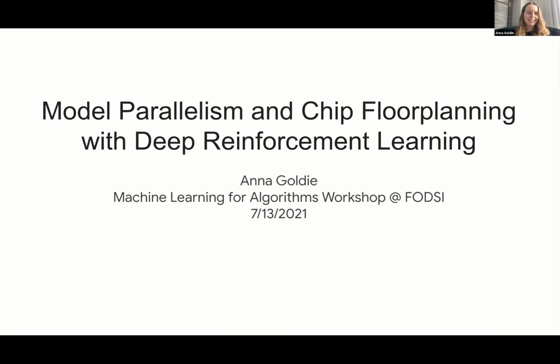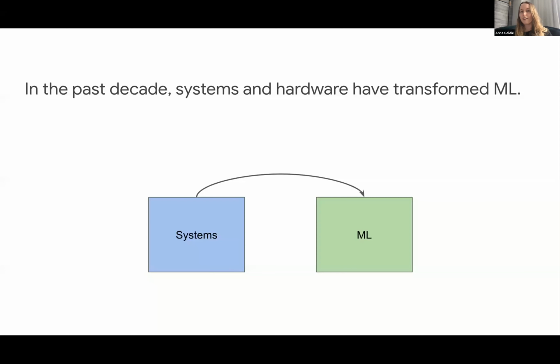And I feel lucky to have been preceded by that talk on graph neural nets and generalization. It's actually a very relevant setup for this talk. I think we have some similar findings. So today I'm going to talk about model parallelism and chip floor planning with deep reinforcement learning. And I just wanted to start off with some brief motivation.